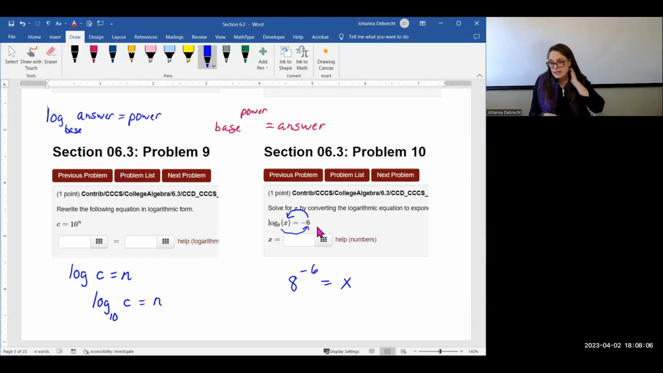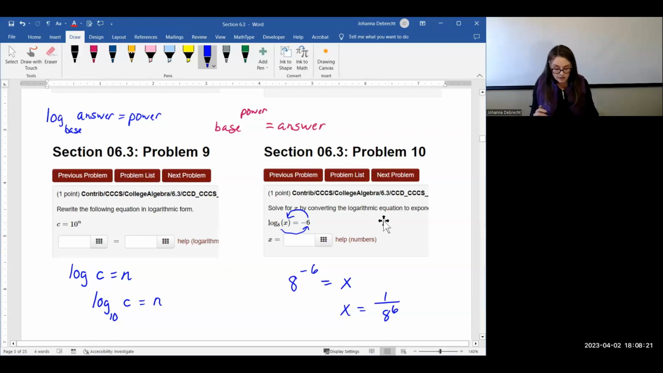Now, of course, I could simplify this and figure out what 8 to the -6 is, but I don't need to go through that. I could, but I don't have to. You could write it as 1 over 8 to the 6th, and 8 to the 6th is very large, so this becomes a very small fraction.